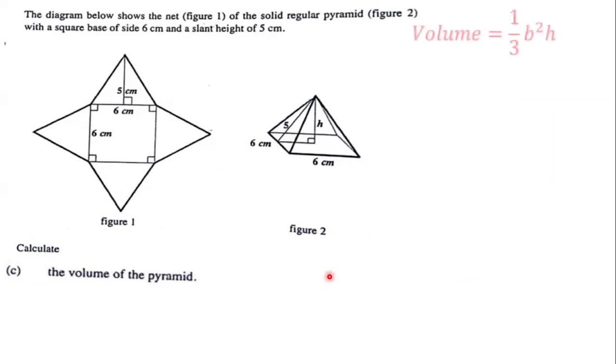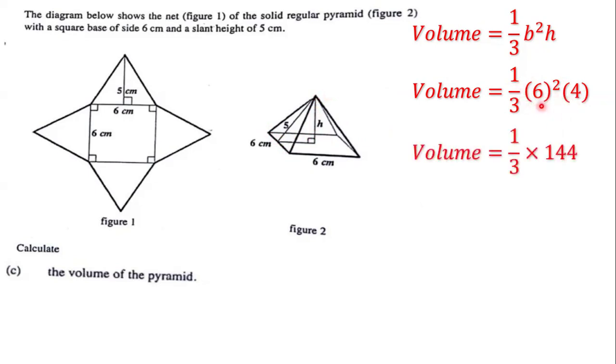Now, in this case, what is the base? Well, the base is 6 centimeters. We have that right there. That's the base. And what is the height? We just figured out previously that the height is 4 centimeters. So we have the base squared, which is 6 squared. And then we have the height, which is 4, right? So the base is just this side, 6 centimeters. The height is 4. And so we have a third 6 squared multiplied by 4.